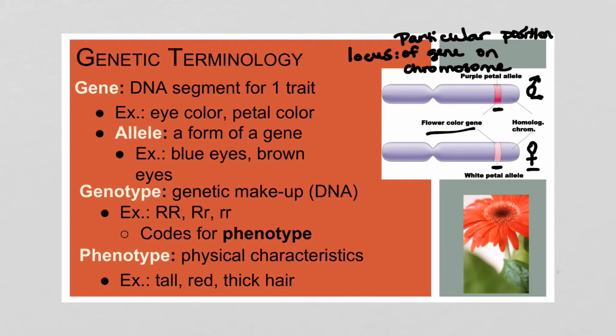So, for example, what color is the flower actually? Is a person tall or short? What's their hair color? So that would be the phenotype.